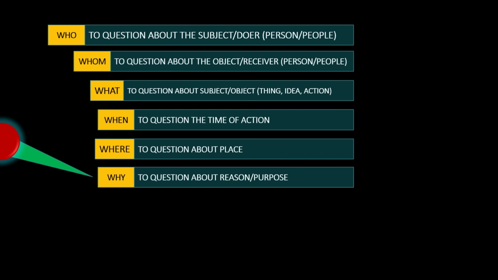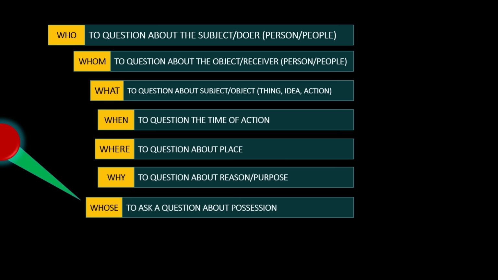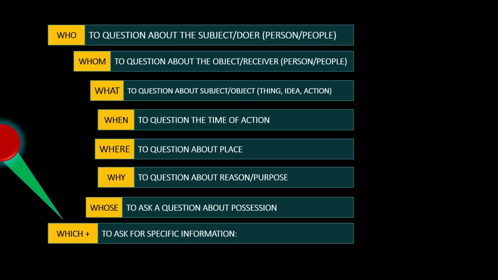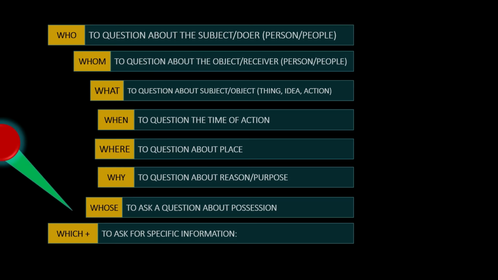Why something happens or why somebody does something. That's reason or purpose. And we use whose to ask a question about possession. And we use which to ask for specific information. Sometimes we use which plus a noun to ask for specific information.